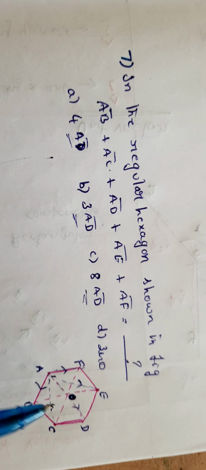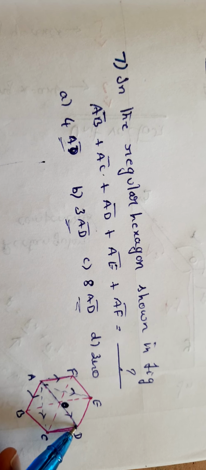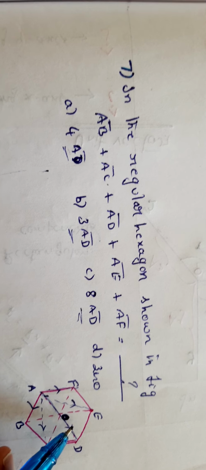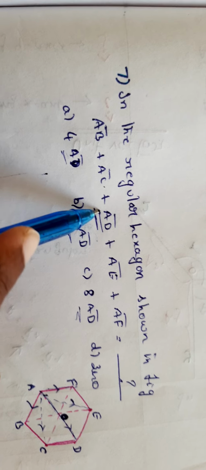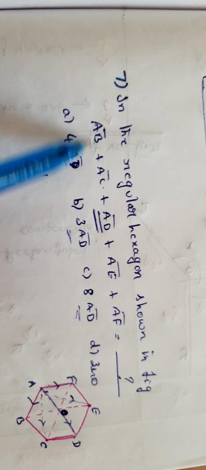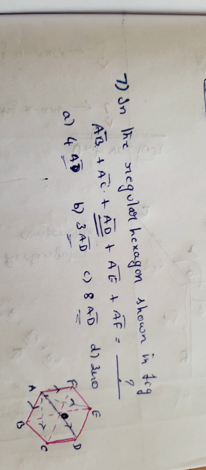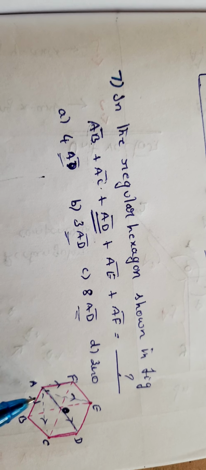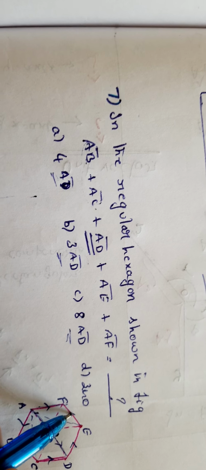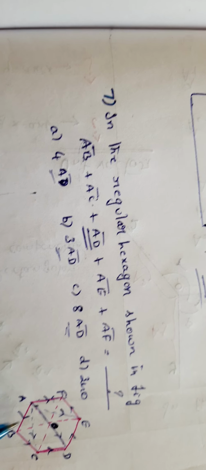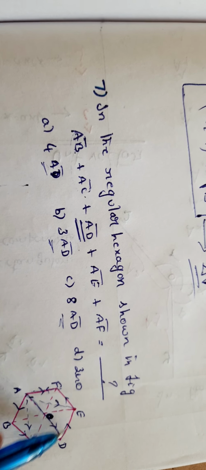So quite easy. Now this is AD bar. Yes, this is AD bar. So we want the answer in this term. That means remaining all additions, right? Keeping AD bar aside, the remaining things we want to convert into AD bar. How is that possible? Observe carefully. In a regular hexagon, these would be the vectors: AB, BC, CD and DE.